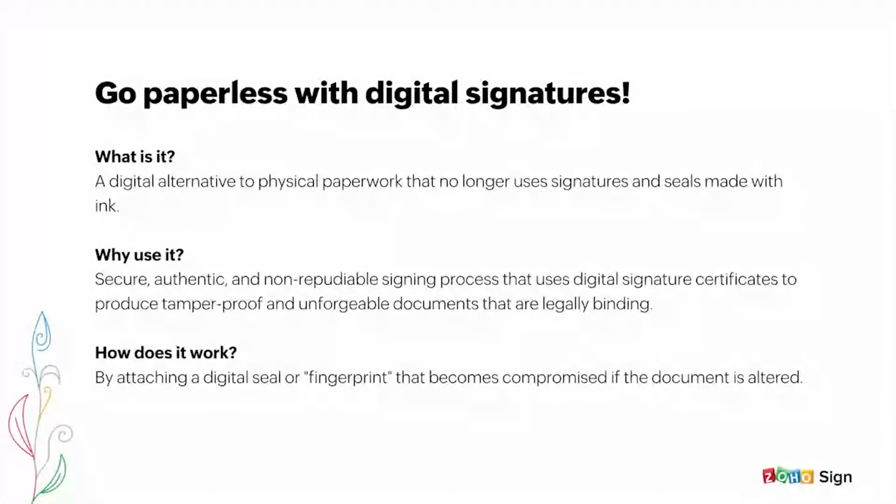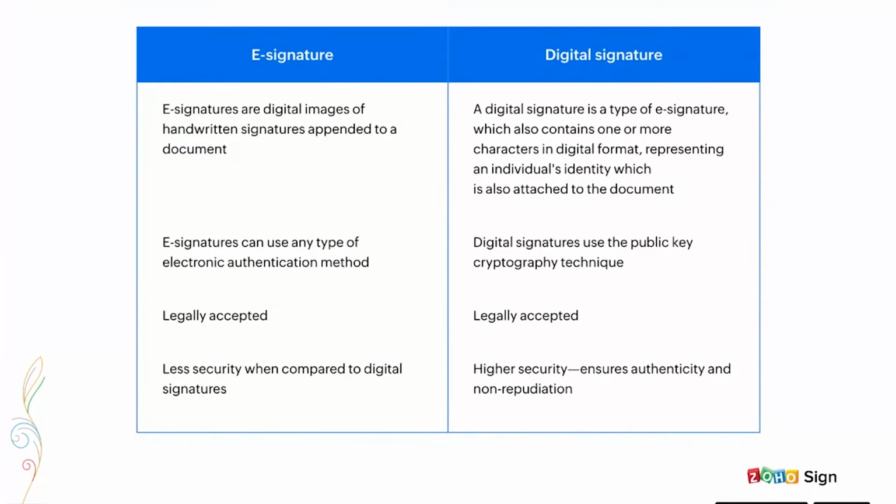Before we learn how e-signatures differ from digital signatures, let's take a quick poll. It is good to see that many are already aware of the difference, but for those who don't know, an e-signature is nothing but a digital form of your signature added to a document. However, it's not necessarily secure because it can be tampered with and its authenticity is difficult to verify.